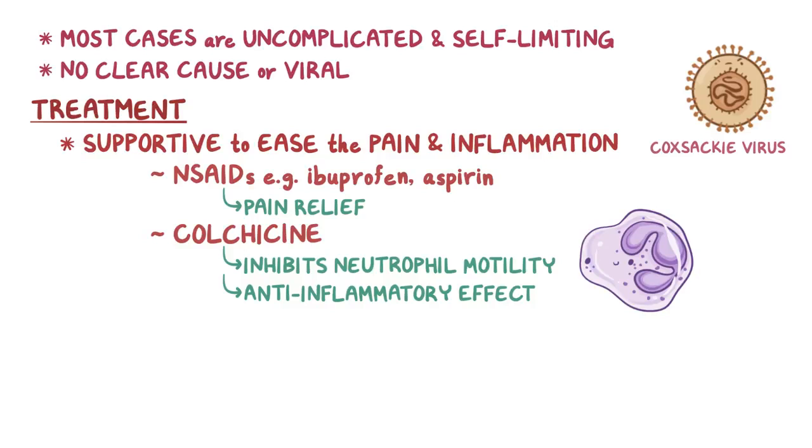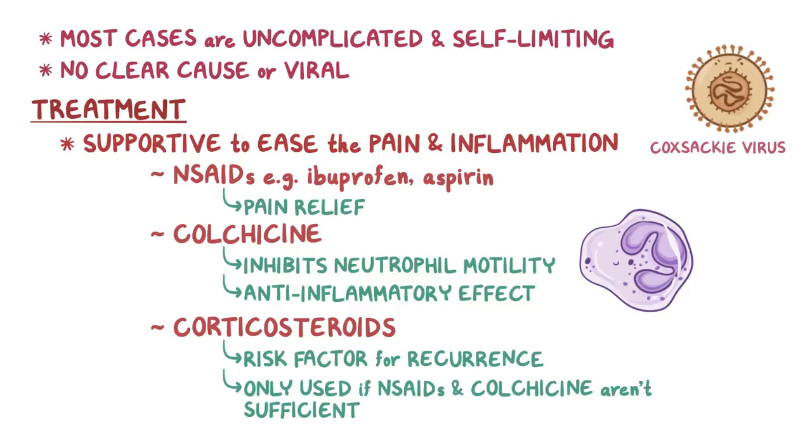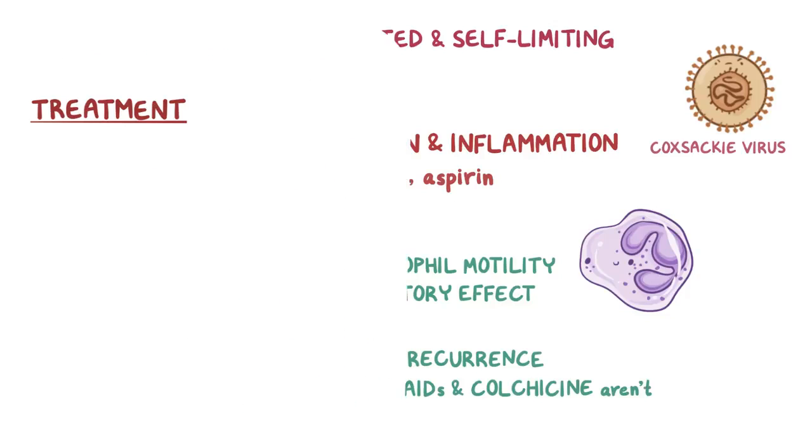In some cases of acute pericarditis, corticosteroids may be used to calm the inflammation, but the use of corticosteroids is a risk factor for recurrence, so they should only be used if NSAIDs and colchicine aren't sufficient. Finally, if there's an underlying cause for the pericarditis, then it should be treated.